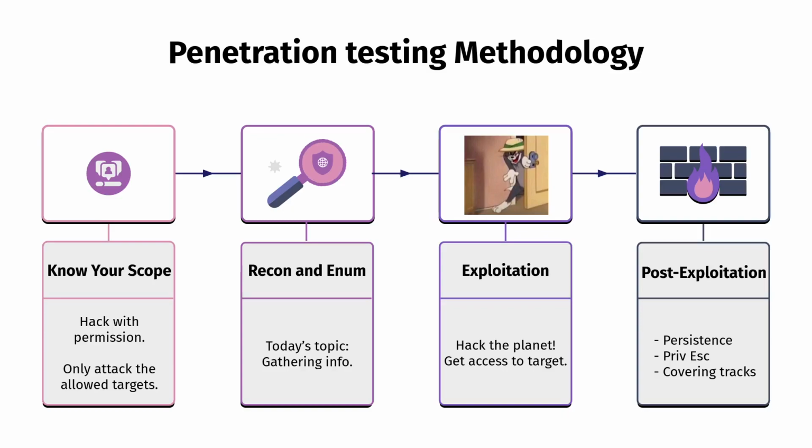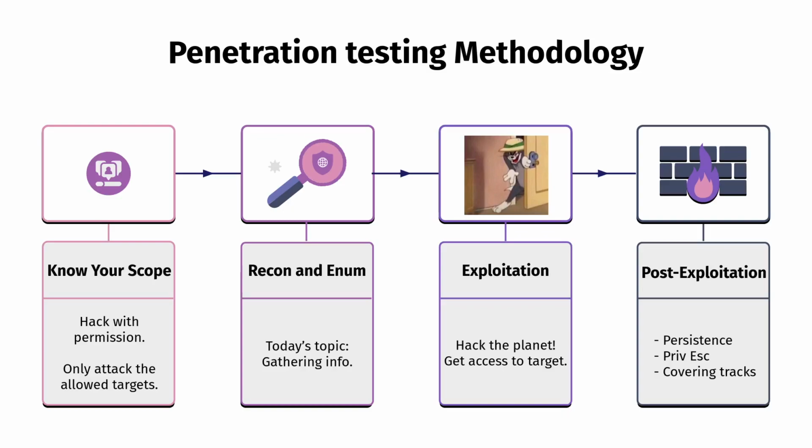Don't go out of scope. I'm just gonna say it twice because you really don't want to get arrested or fined, but you want to hack with permission only, and you don't want to attack targets that you don't have permission to attack. If it's in scope, go ham. If it's out of scope, don't even think about it. But once you've set a solid scope, everything's written down, contracts are signed, waivers are filled, then you can do your reconnaissance and enumeration, which is what today's topic is.